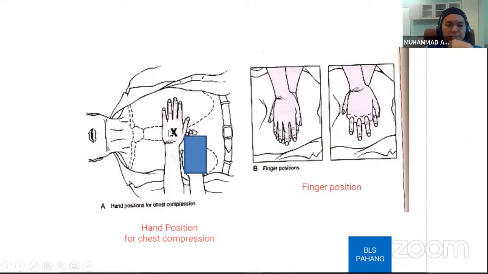Okay, this is the location. This is the heel of the hand, letak dekat center of the chest. This is the sternum, so ambil lower half of the sternum kat sini. Alright, and then another hand letak kat atas. Lepas tu interlocking the fingers, lock your elbow, your body above the patient and start chest compression.